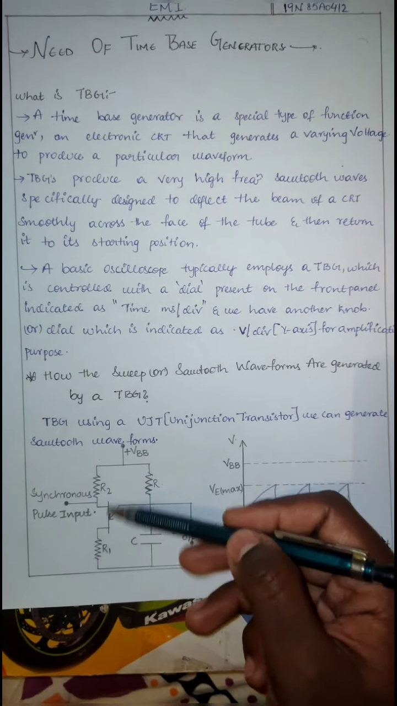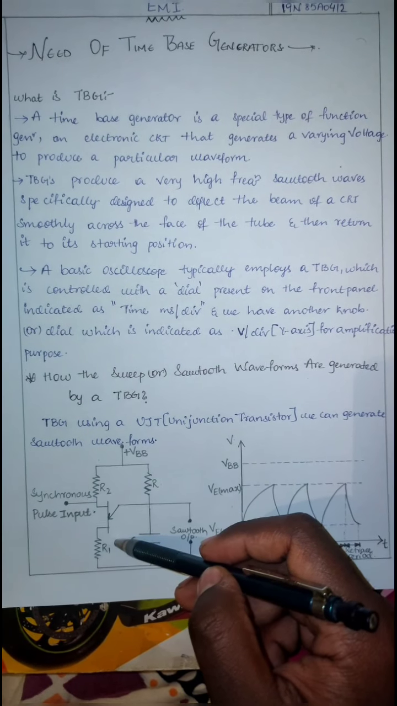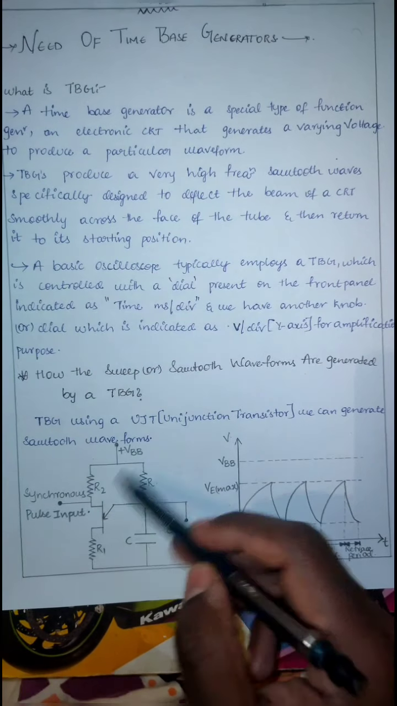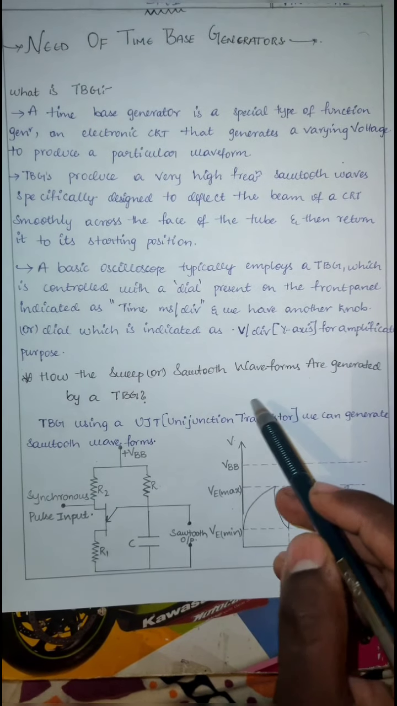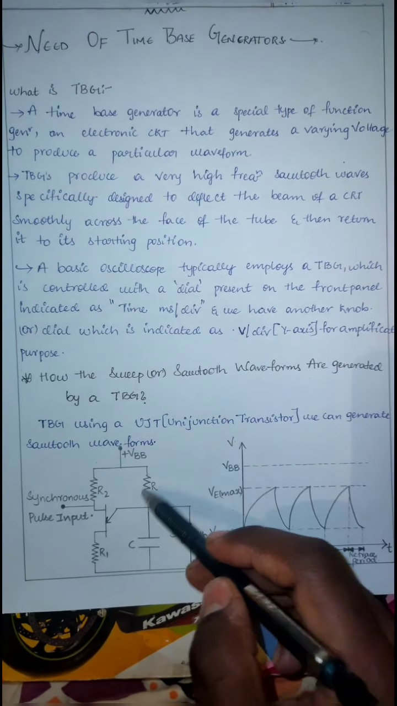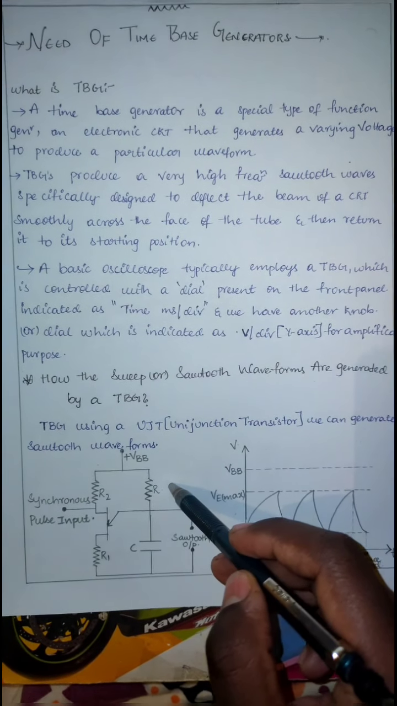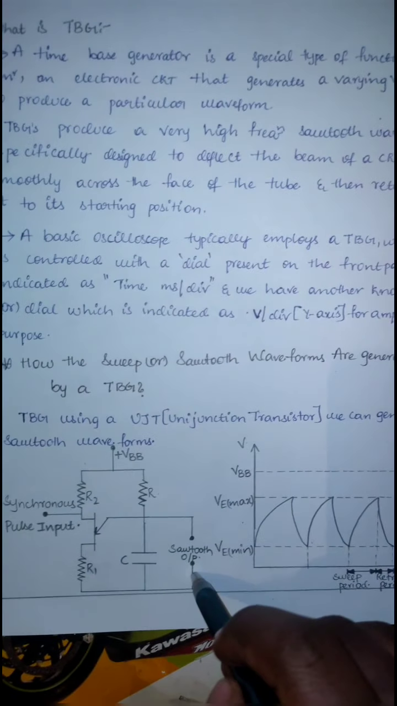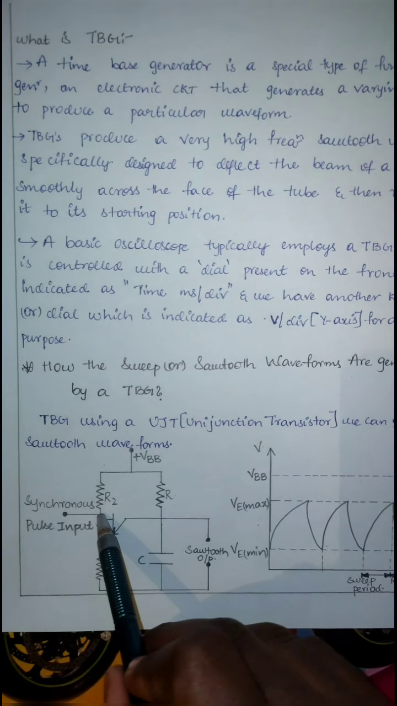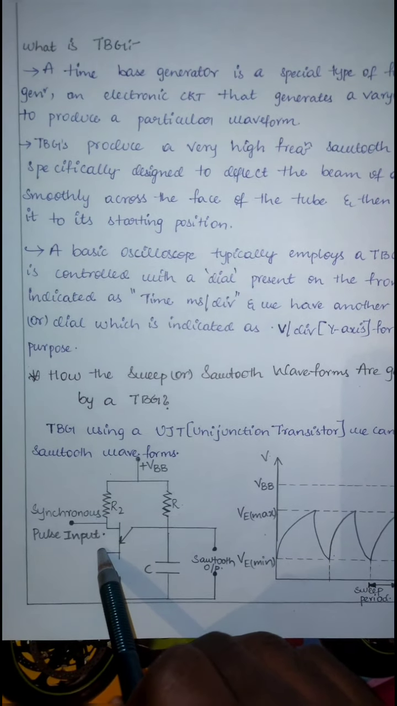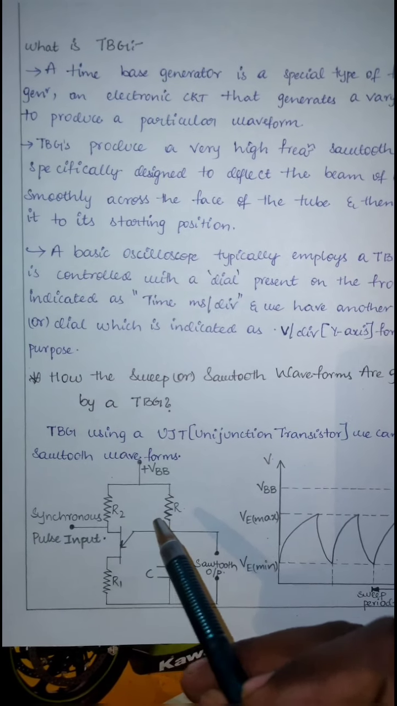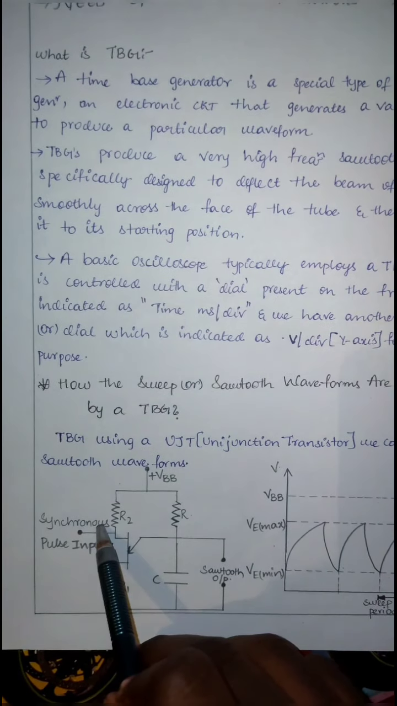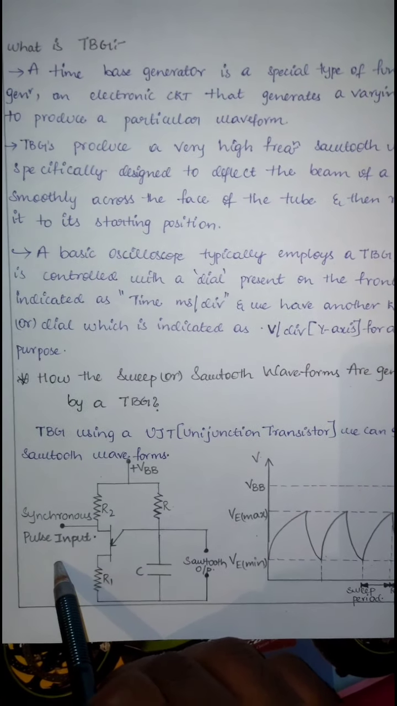Here we have two voltage divider resistors with a UJT, a unijunction transistor, which has only one junction and two bases, base 1 and base 2. Here is the output resistor and the capacitor where the output is observed, and as an input we are giving a synchronous pulse input to match the frequency of the carrier used at the input. That's the reason why we are using the synchronous pulse input.